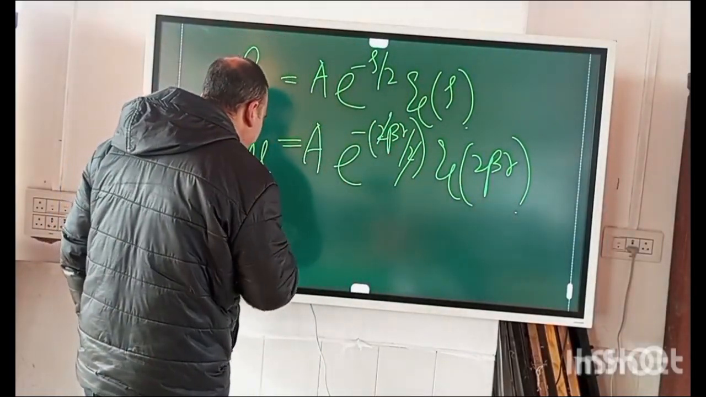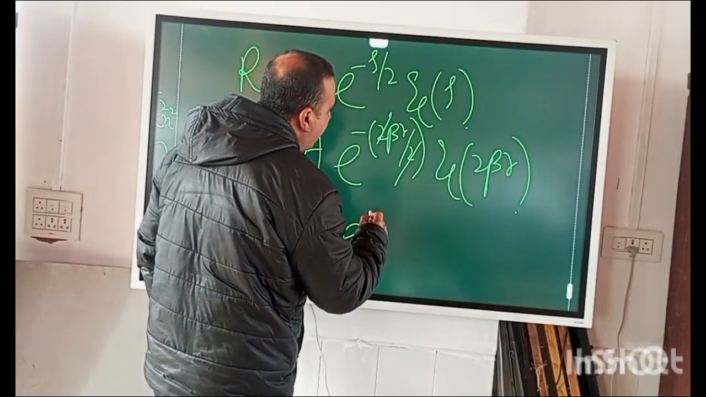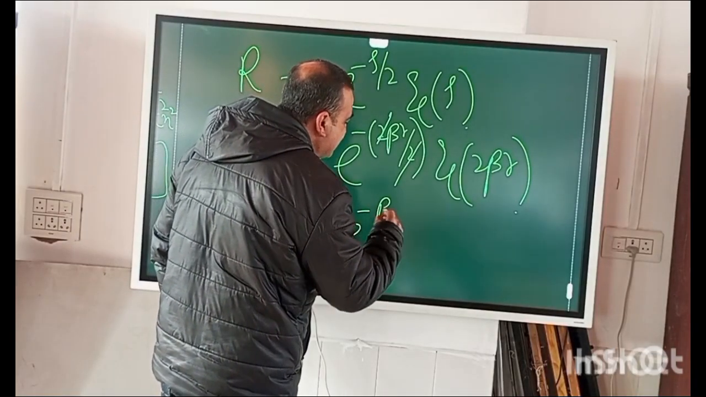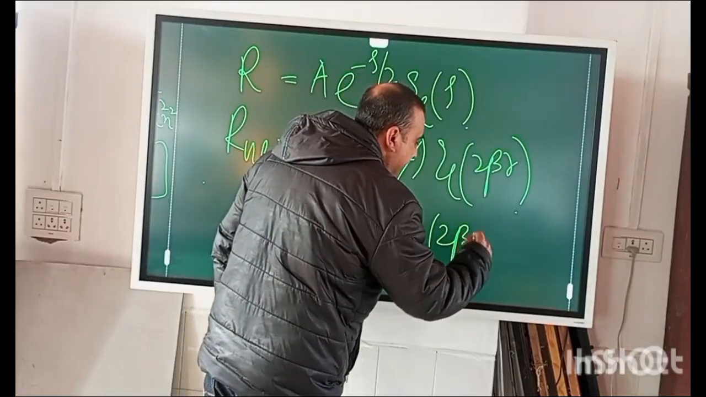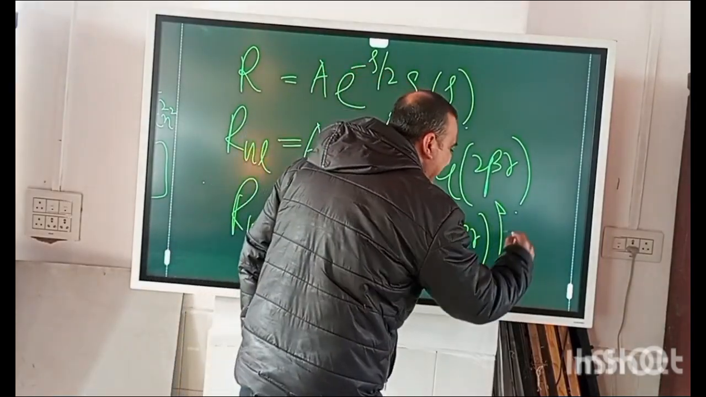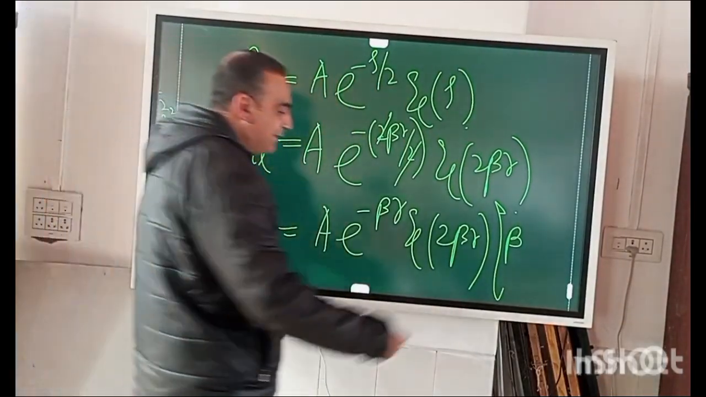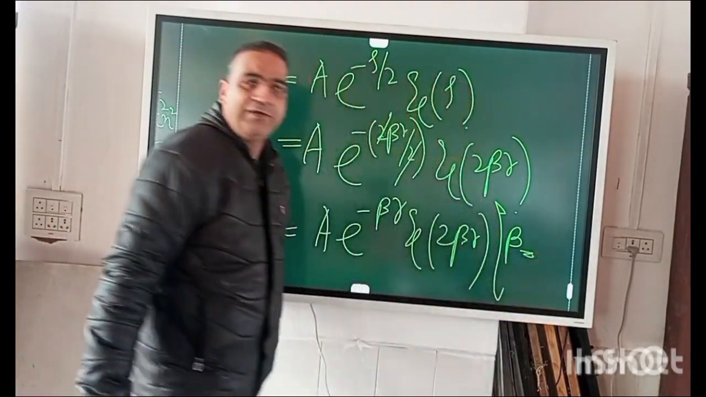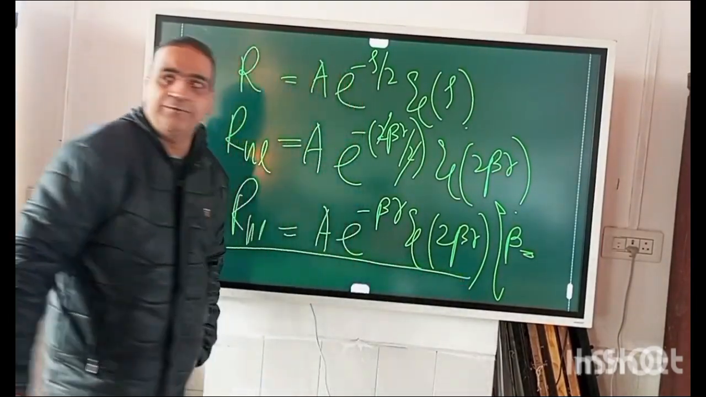So R and L will lead to A e to the power of minus beta r zeta of 2 beta r, where we know the value of beta, no? We know the value of beta. We can do that, right? So this will be our radial wave function.